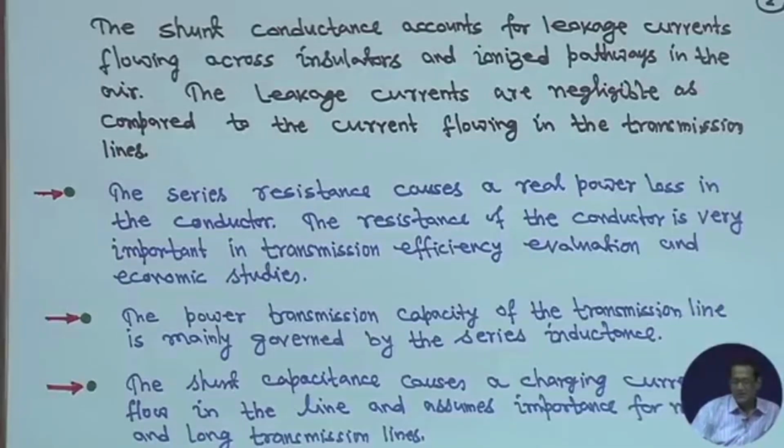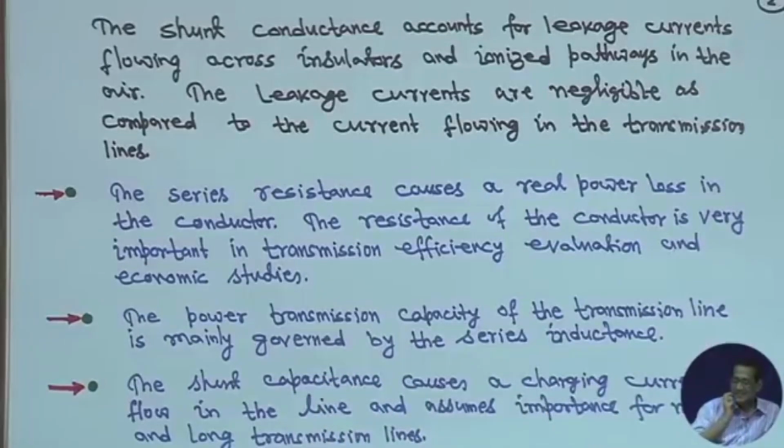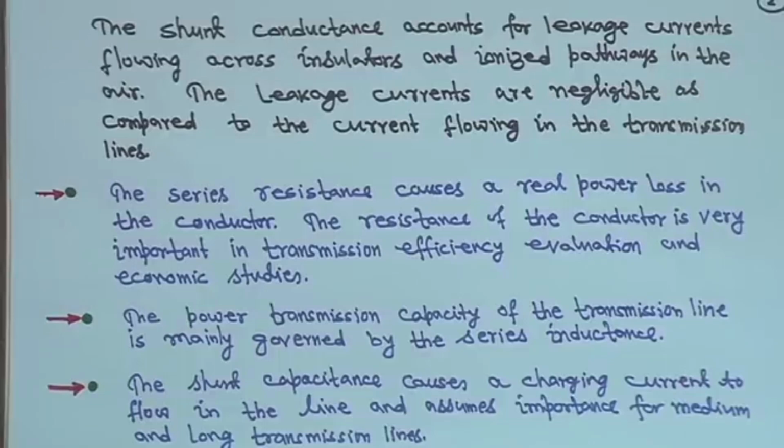So this is very important. Second thing is, the power transmission capacity of the transmission line is mainly governed by the series inductance X, right. For a transmission line, the R by X ratio is quite small, or the other way, the X by R ratio is quite high, right. Therefore, the power transmission capacity of the transmission line is mainly governed by the series inductance, right.